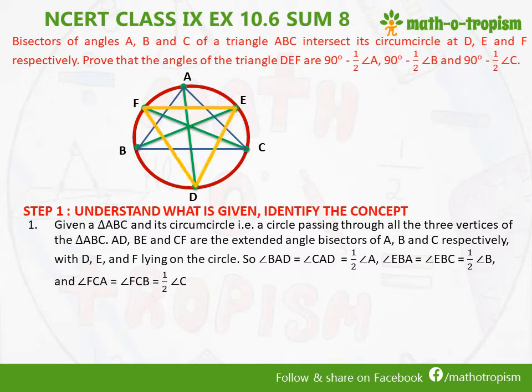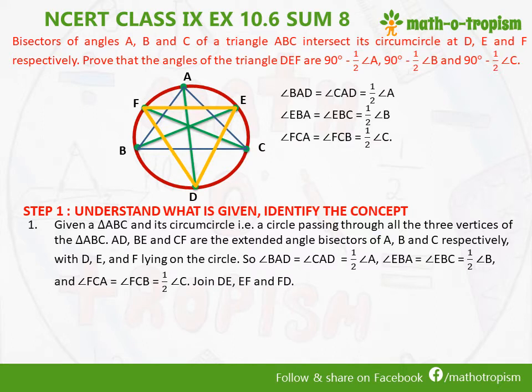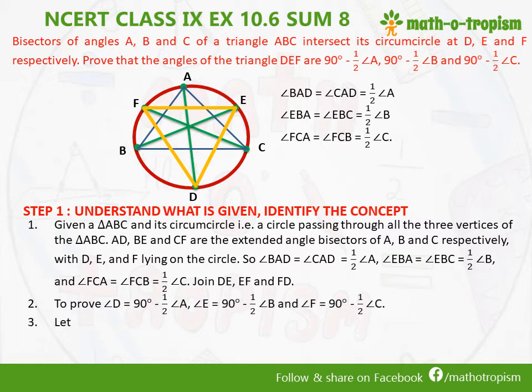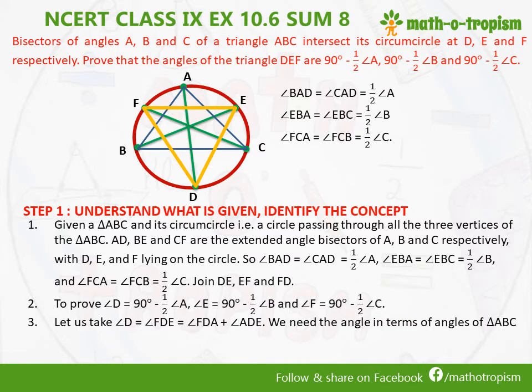First we will join DE, EF and FD and we need to prove that angle D is 90 degrees minus half of angle A, angle E is 90 degrees minus half of angle B and angle F is 90 degrees minus half of angle C. First we will take angle D, which is nothing but the total angle FDE, which we can split as FDA plus ADE.